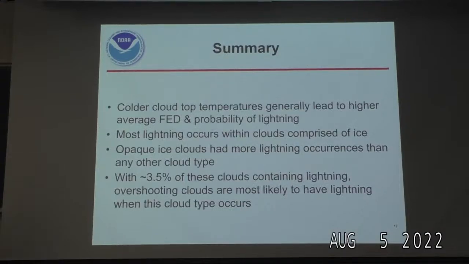And so just to summarize, colder cloud top temperatures lead to generally higher average flash extent density and a higher probability of lightning. Most of this lightning is within the ice cloud types, and even though overshooting type clouds have a higher percentage per number of clouds that produce lightning, overall the number of occurrences is highest within opaque ice clouds.